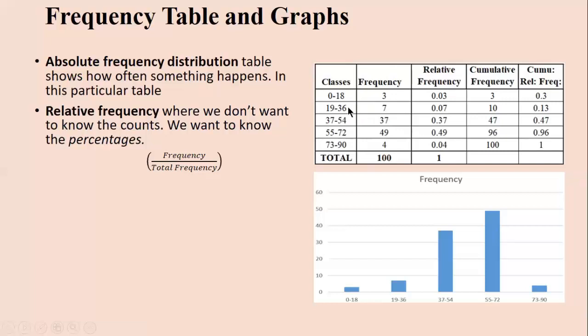Similarly, the 7 frequency in the second class is divided by 100, and we get 0.07. It means that 7% of the observations belong to the second interval. Similarly, 37% of observations belong to the third group, 49% of the observations belong to the 55 to 72 interval, and 4% of our observations belong to the last group. So this is what we call a relative frequency.